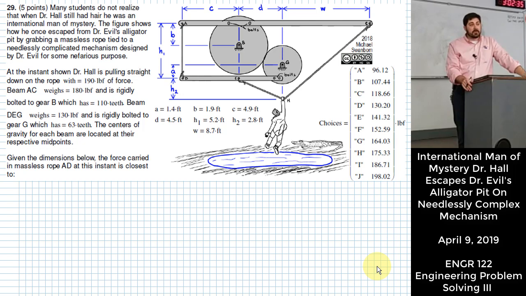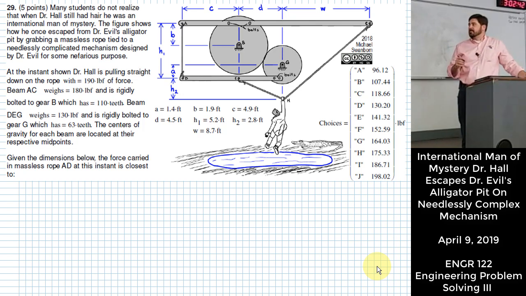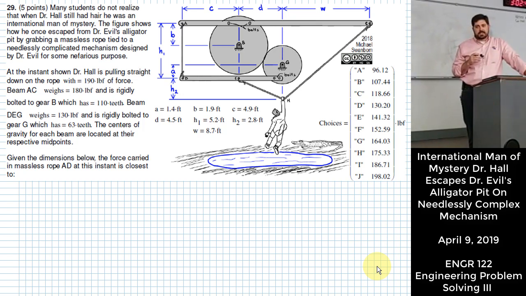Probably most of you did not realize that Dr. Hall was an international man of mystery back in the days that he had hair. And I don't know how he got himself into it, but he wound up in an alligator pit of Dr. Evil, and he needed to escape.